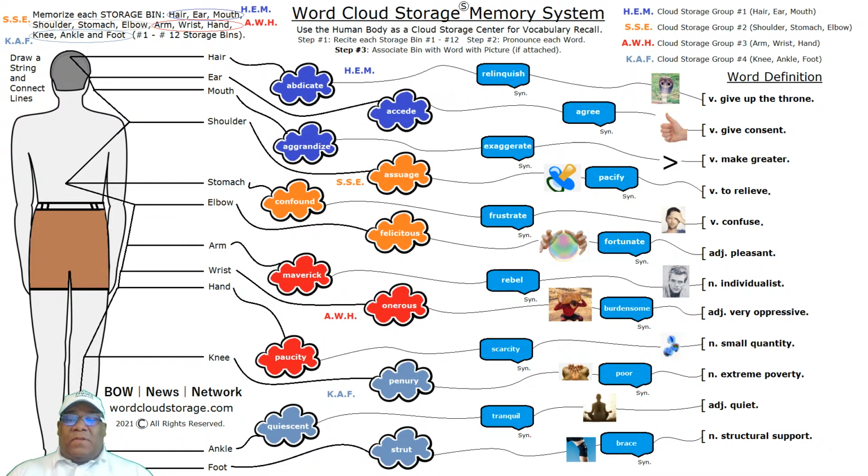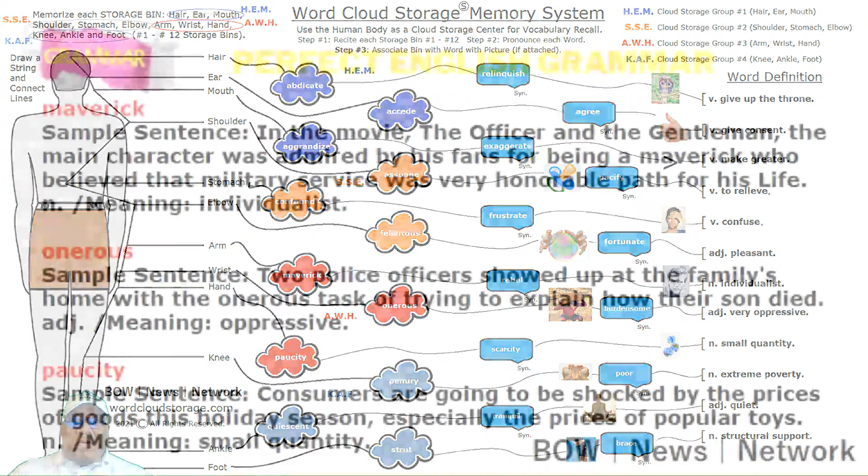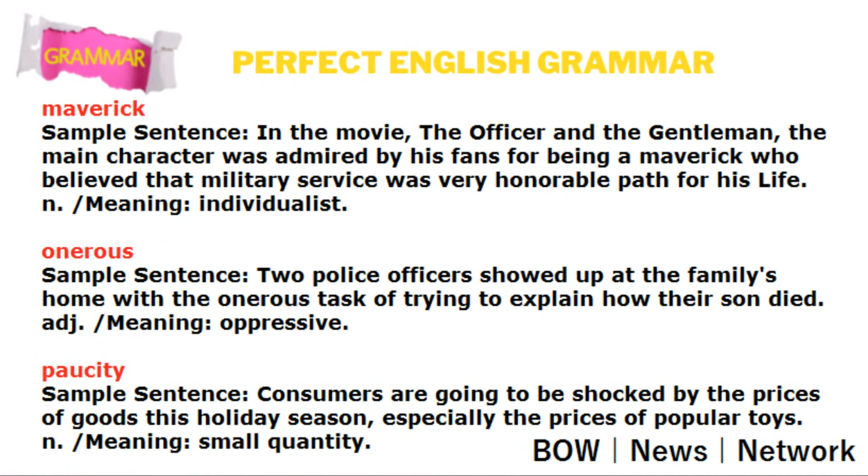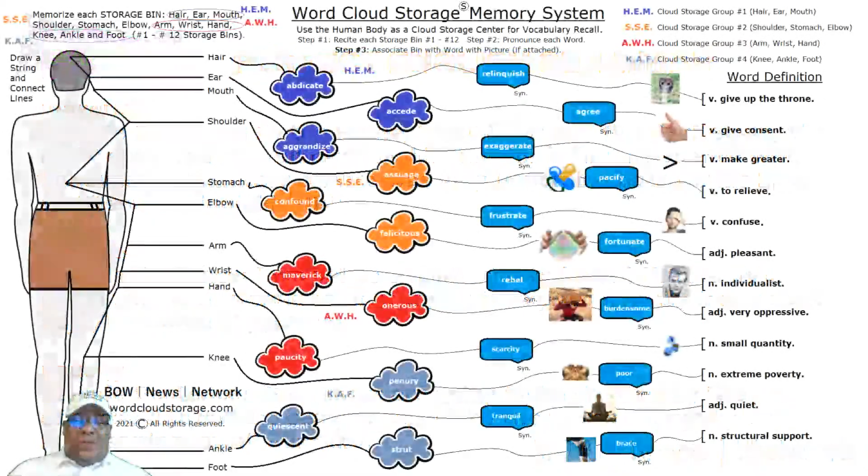And then we have onerous, where you can see the picture of someone carrying a big boulder on top of his shoulders, and that implies a burden or very oppressive situation. So onerous: the two police officers showed up at the family's home with the onerous task of trying to explain how their son died. So anything representing a burden or oppressive is an adjective. So onerous task, and so we see there how it's used.